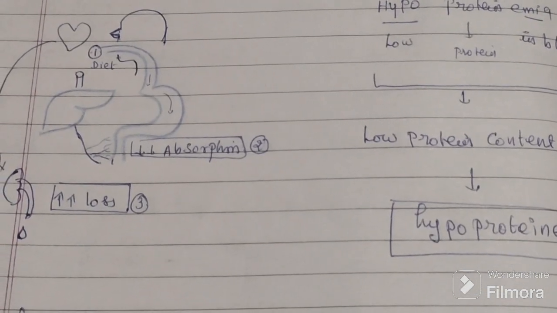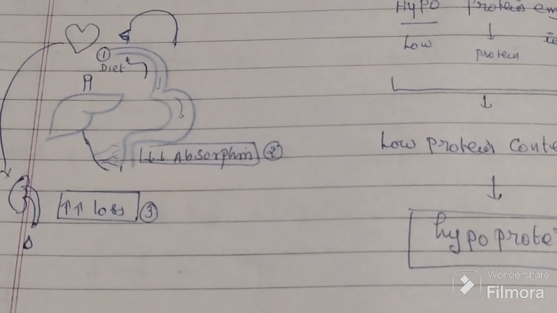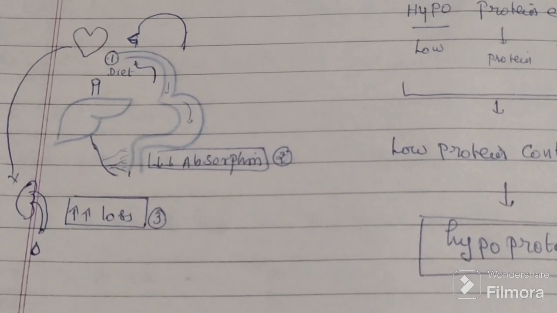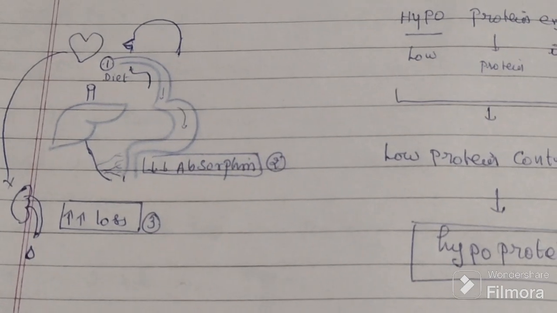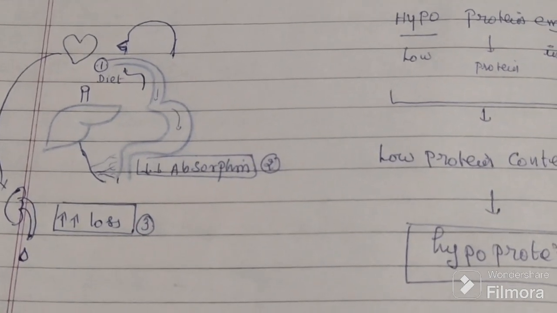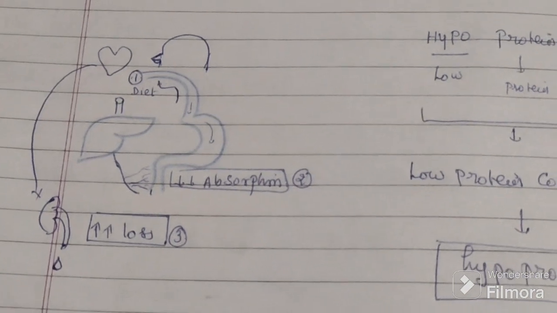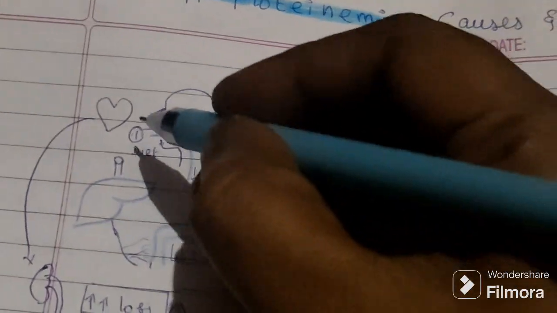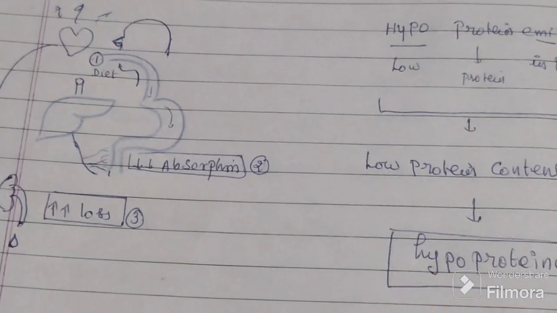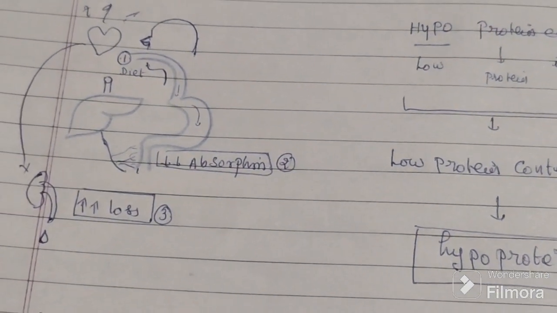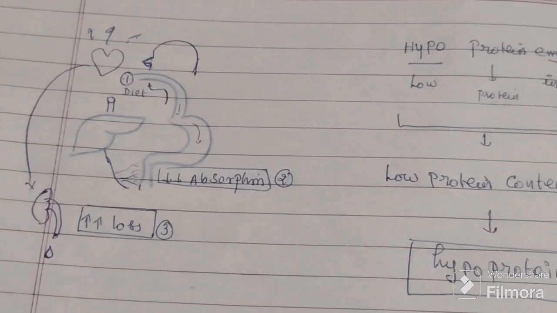Inside the liver, protein synthesis takes place. After synthesis, that protein goes to the IVC, inferior vena cava. They reach the heart, and from the heart they circulate to different organs, different parts of the body. This is how protein comes to blood.